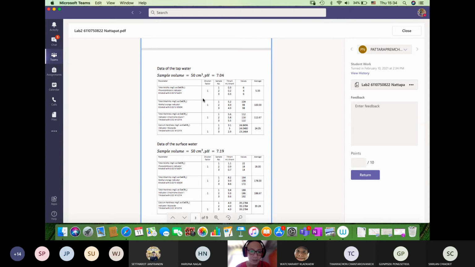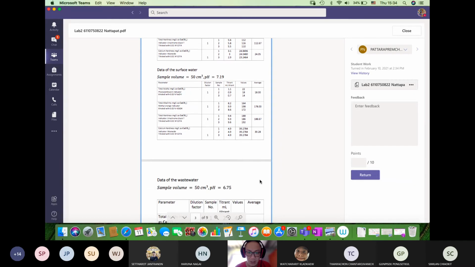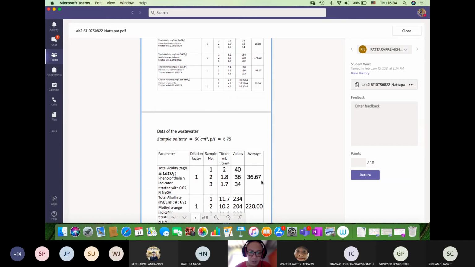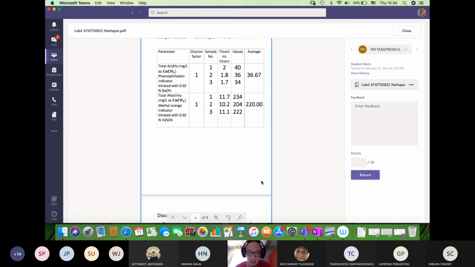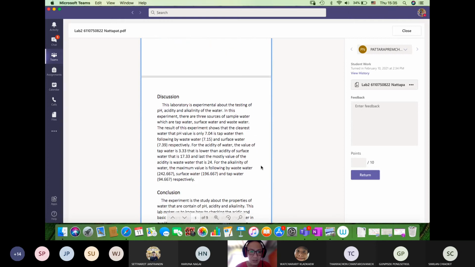You have done it with at least 3 replicates, and finally you come up with this value. And other things are the same, so you have to correct the significant figures. This one, you didn't show the bar chart.